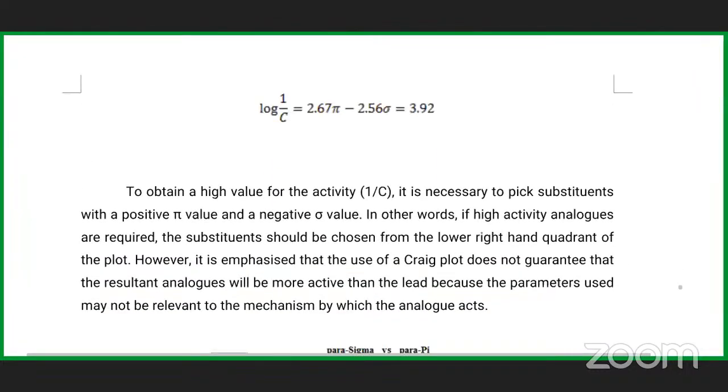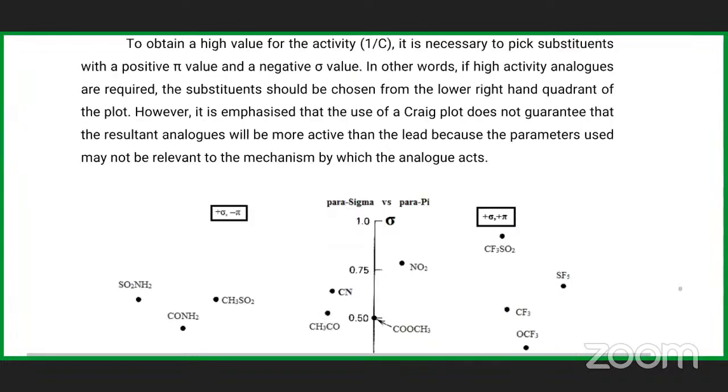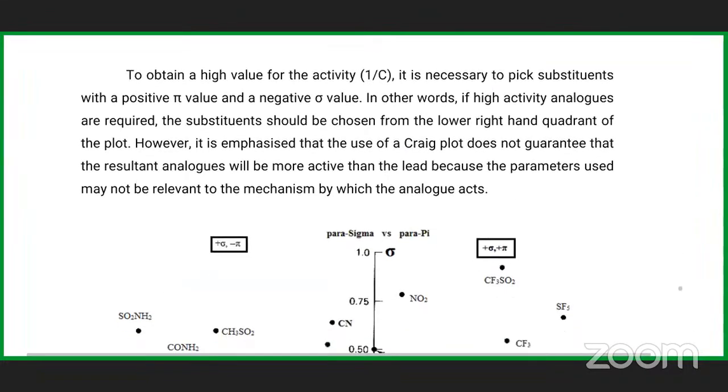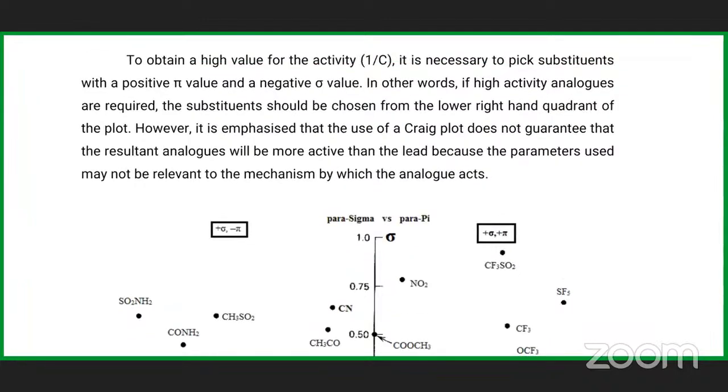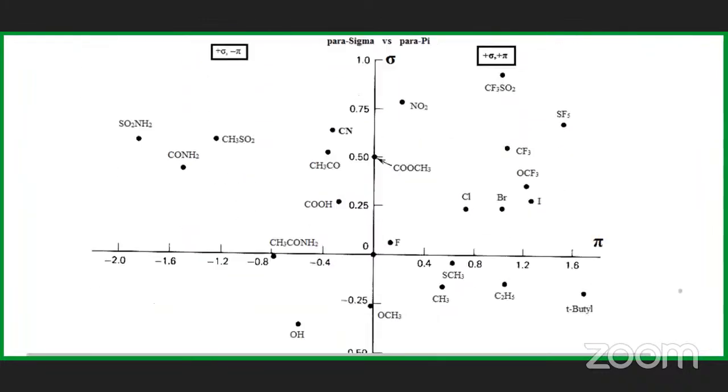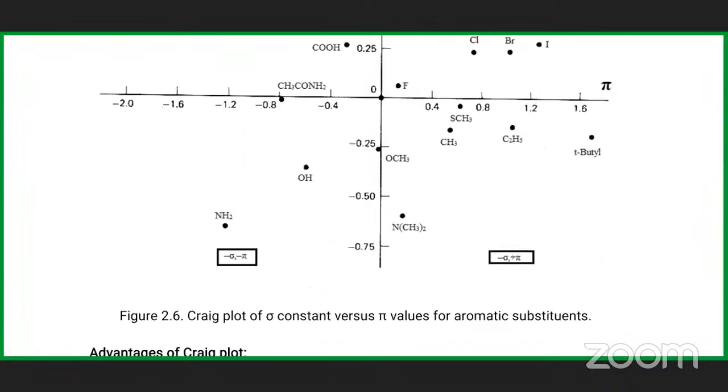So here, you get the high biological activity value, log 1 by C value. So you can pick up your required substituent, like sigma value and pi values here. So here you can see the various values in this Craig's plot.